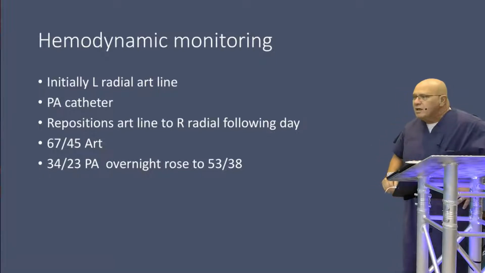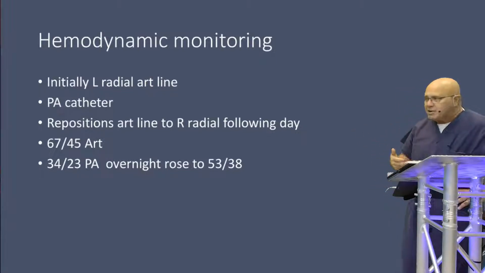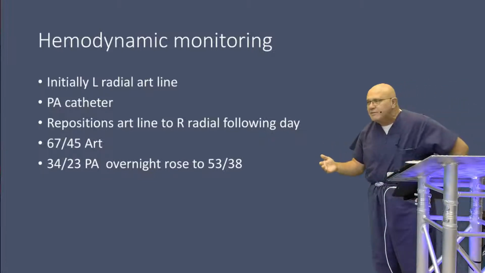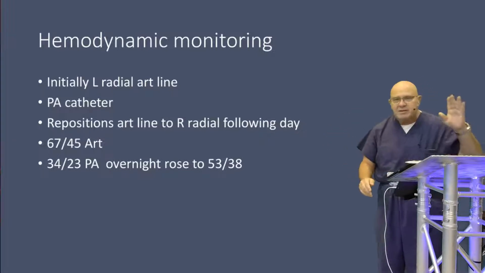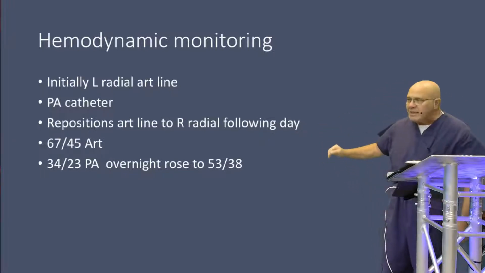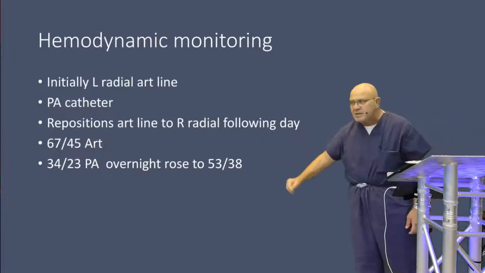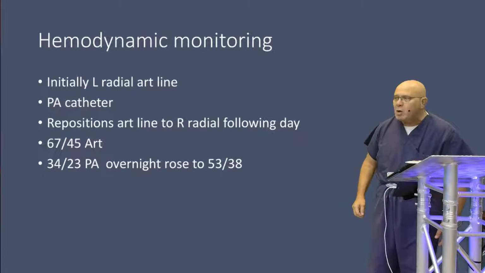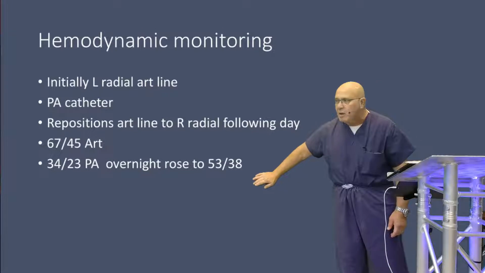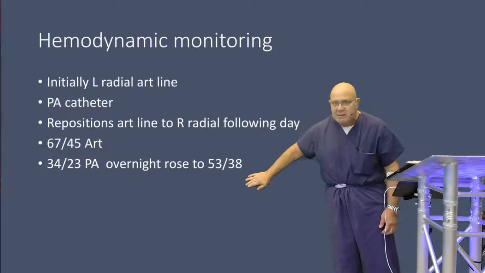So in terms of hemodynamic monitoring of our patient, they initially had a left radial arterial line, and we're going to talk about why it is so important with peripherally cannulated VA ECMO to always use the right side versus the left side. The patient had a PA catheter. The following day, they did eventually reposition the art line to the right radial. The blood pressure was 67/45, and the PA was 34/23, but overnight it rose to 53/38. That's a tremendous increase.